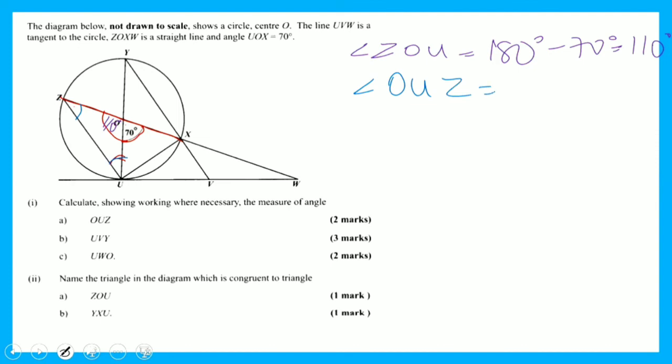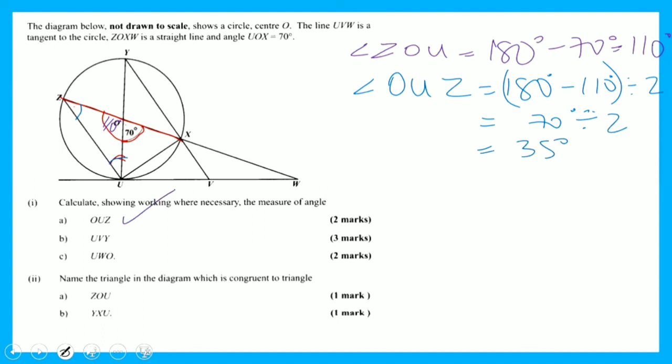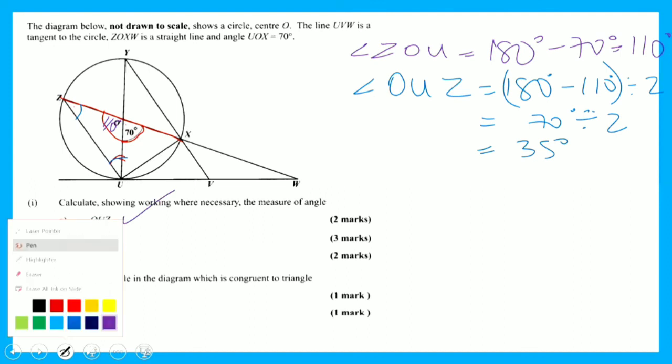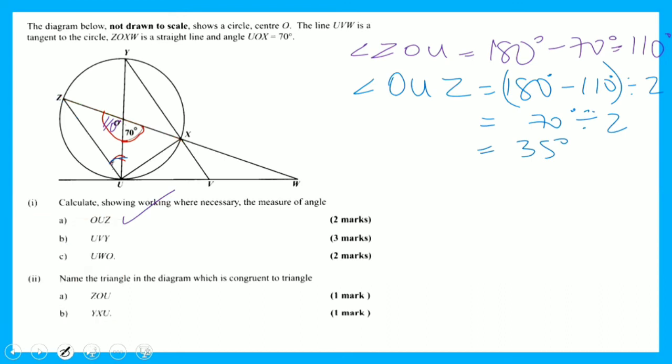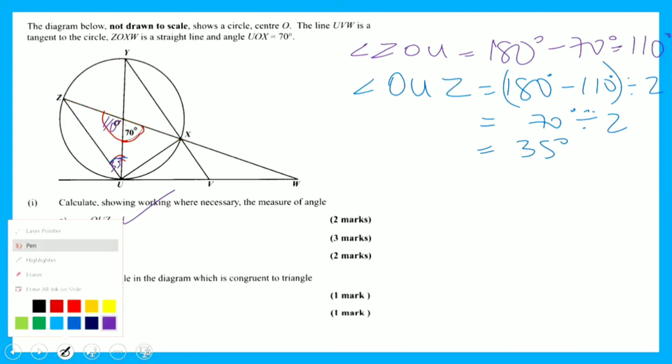So we're going to be taking out 110 from 180. And then divide our answer by 2 so that we can get the angle that we want. 70 degrees divided by 2 is 35 degrees. So that's done. And then we have U, V, Y. So let me put in what we just found. 35 degrees.